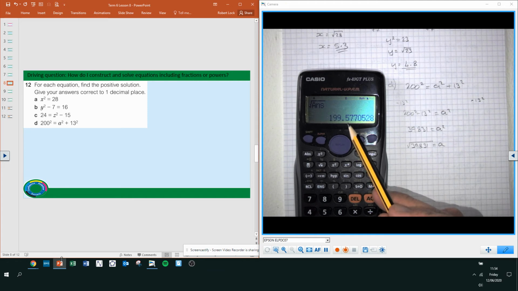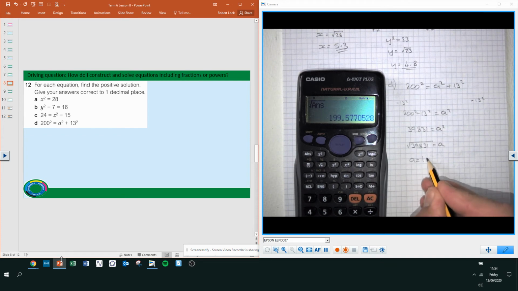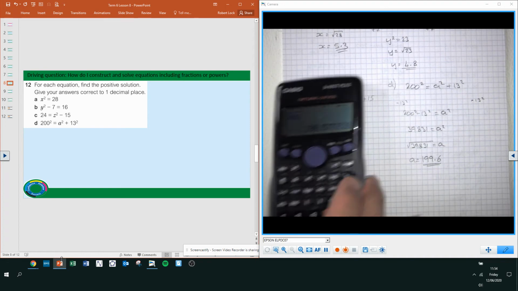There's the one decimal place there, 5. I will look next door, and we say 4 or below, we leave that number alone. 5 or more, we add one more. We add one more to the 5 to make 6. So the answer is a equals 199.6.